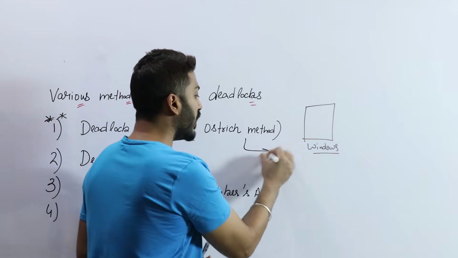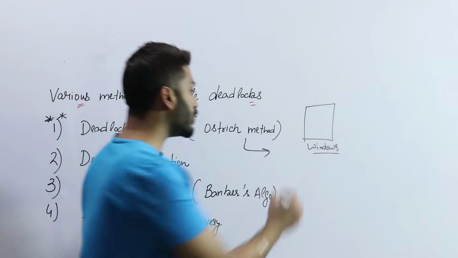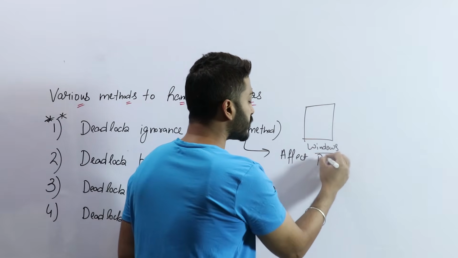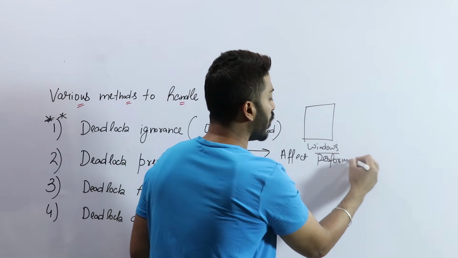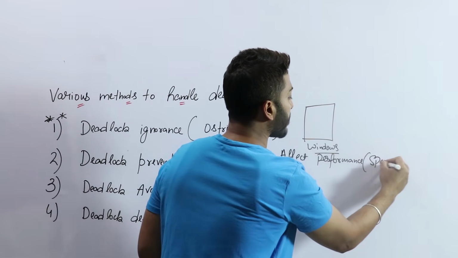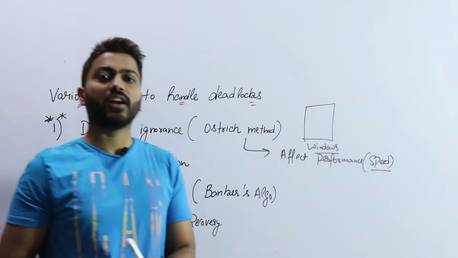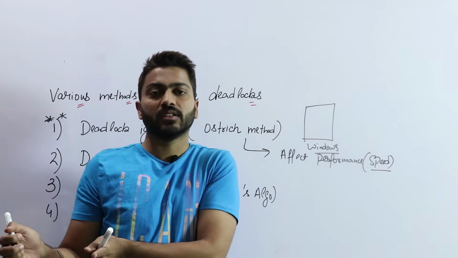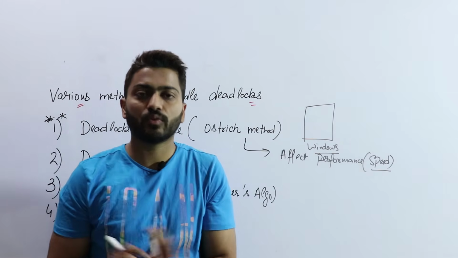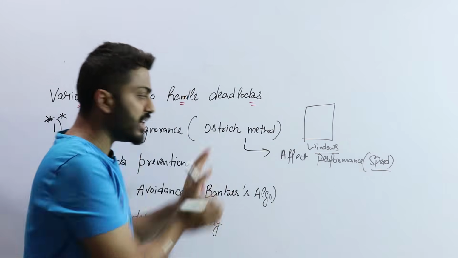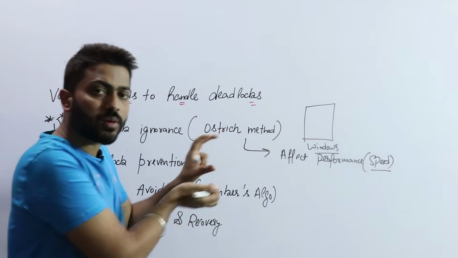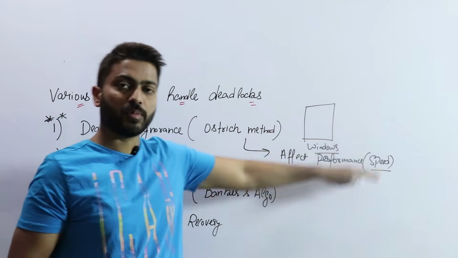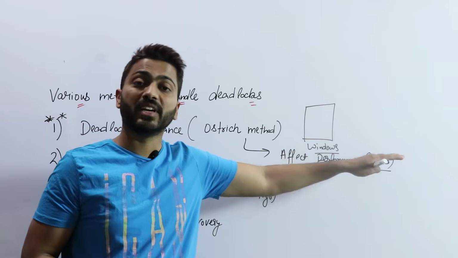And why are we ignoring? Because we don't want to affect the performance, or we can say speed. So there is a kind of trade-off. One set of programmers says no, I am not writing any code for the deadlock. If we write the code for the deadlock, the system will get more functionalities, but the speed and performance will degrade.